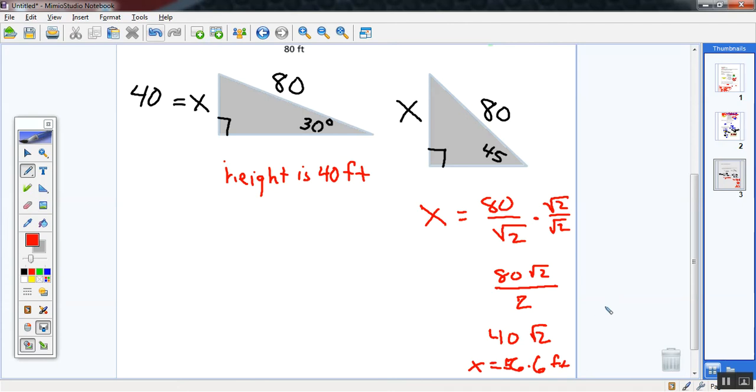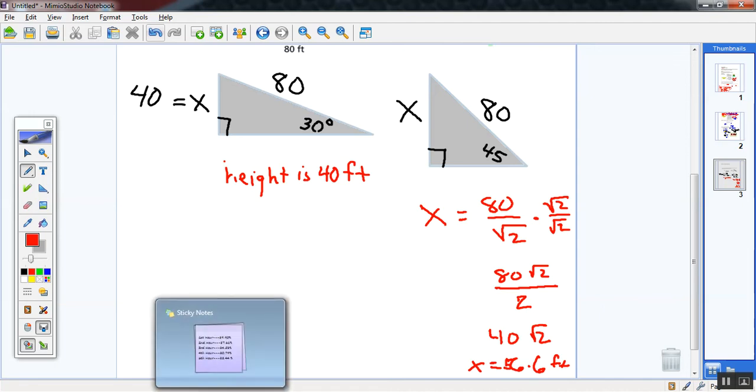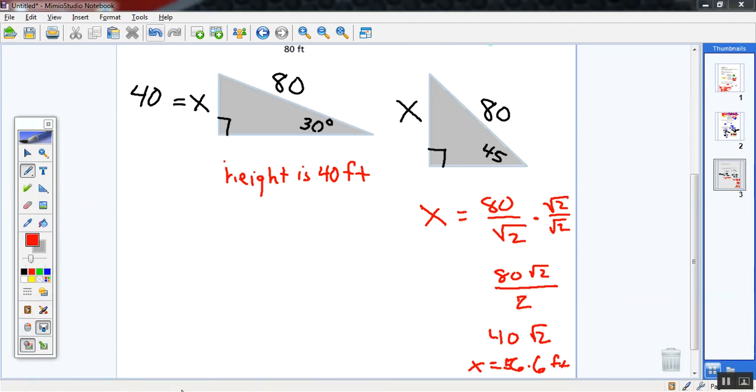How many special triangles today? 2. One of them's 45, 45, 90. What's the other? 30, 60. You understand the relationships in both, how the sides are related. Okay, I'm going to give you a chance to practice this real quickly on a quick quiz. I'll send out your new online page here.